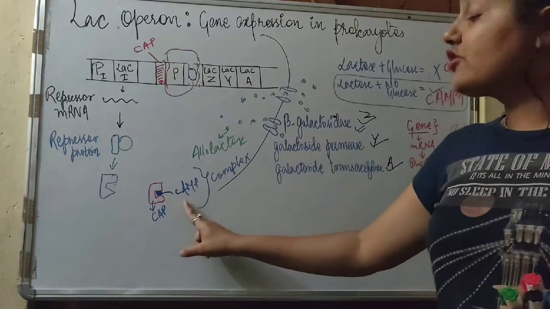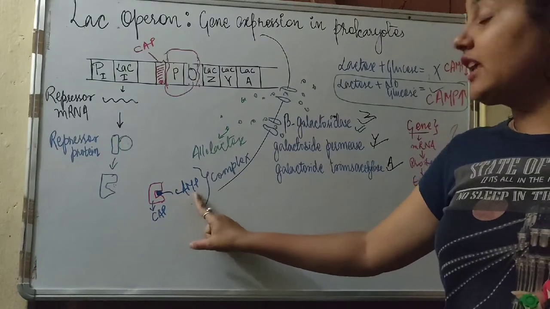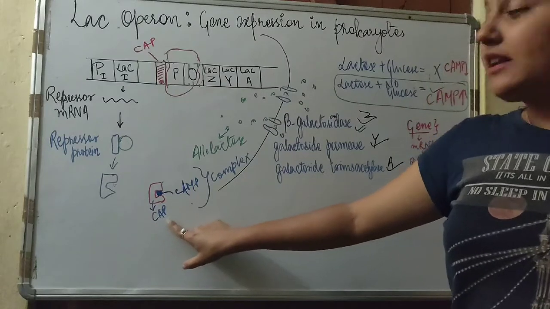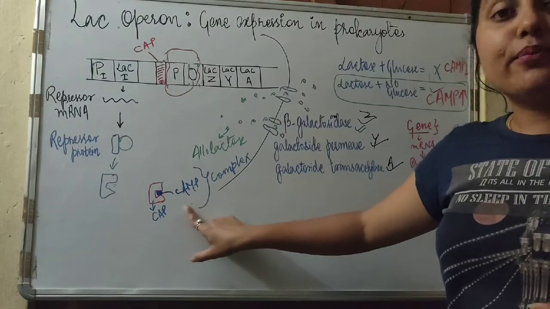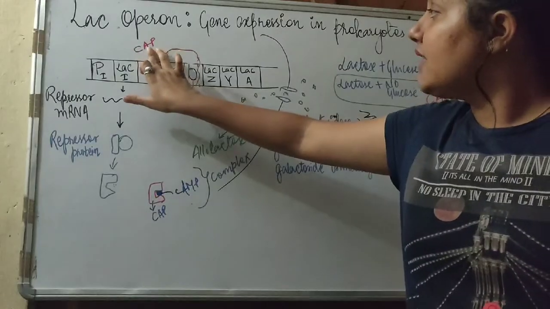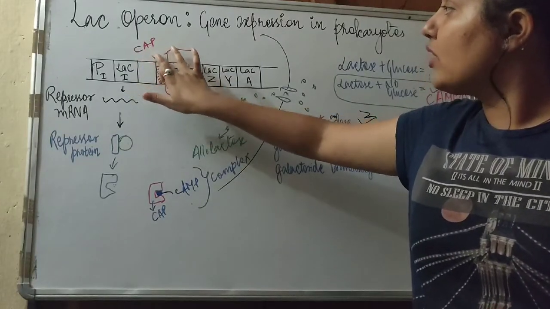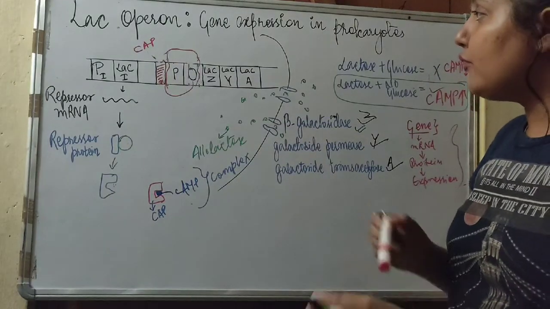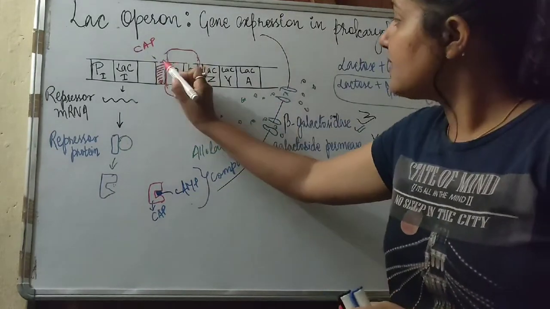Now, when the concentration of cyclic AMP is high, it will bind with the catabolic activator protein, and this complex will bind to the CAP binding site. This is known as the CAP binding site. Now, these will bind to the CAP binding site.